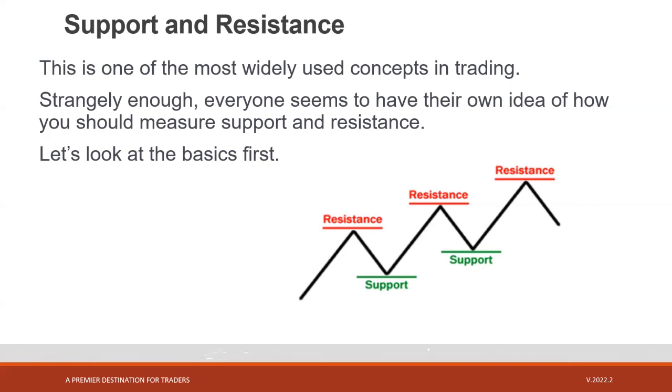So support is basically levels in price charts that prevent price from going lower, and resistance are levels in price charts that prevent price, or at least try to prevent price, from going higher. What I don't want you to think is that support and resistance always hold. They don't always hold. Support gets broken, resistance gets broken. And they can present opportunities for us if we know where to look, okay?